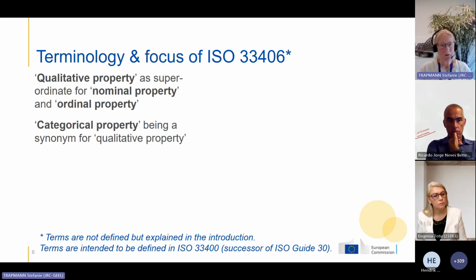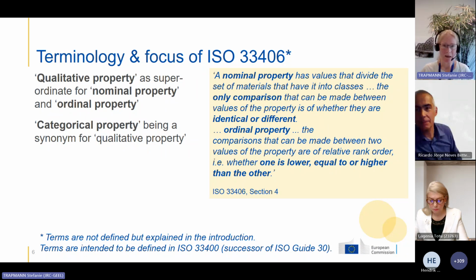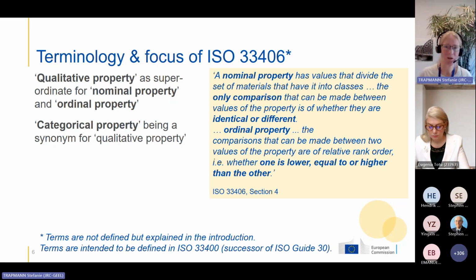So within ISO 33406, we speak about qualitative properties as a superordinate for nominal properties and ordinal properties. And we use categorical properties as a synonym for qualitative properties. What is then a nominal property? Well, that's a value of a set of materials which allows them to be divided into classes. And what you can do with the nominal property value or with that information is you can only compare them to each other. So you can say whether they are identical or they are different.